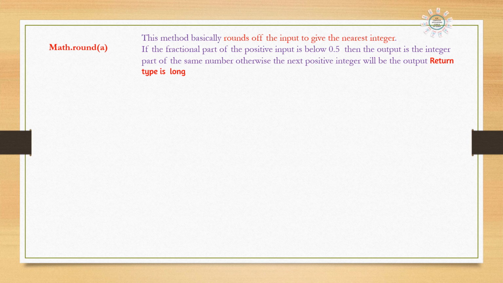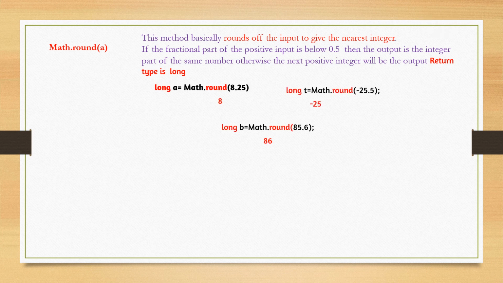Coming to the last two math functions, Math.round will round off the number. That means 0.5 and above will give the next number, and the return type is long. Here we can see 2-3 examples. Math.round 8.25: it is below 0.5, so the answer is 8. Math.round minus 25.5: round off the number, minus 25 is the answer. 85.6 is above 0.5, so 86 is the answer.